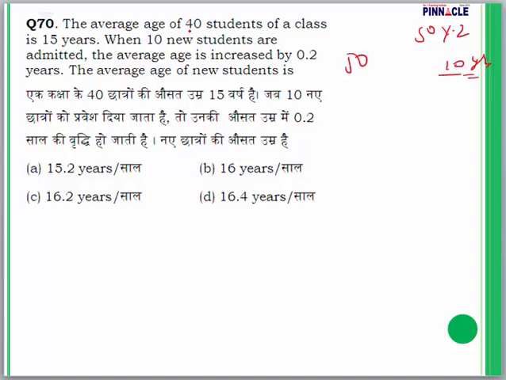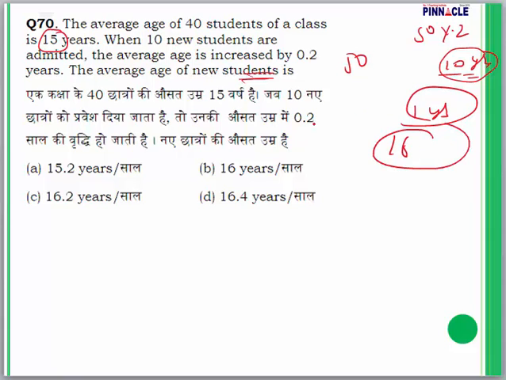Because earlier it was 15, now if we include 10 more, then it will become 15.2. The average age of the new students is how much? If it is totally increasing 10 years and there are total 10 new students, it means per student it is increasing 1 year. So if 40 students are of 15 years, then these 10 new will be of 16 years. 15 plus 1, that is 16 years. So 60 is the answer. 70 B.